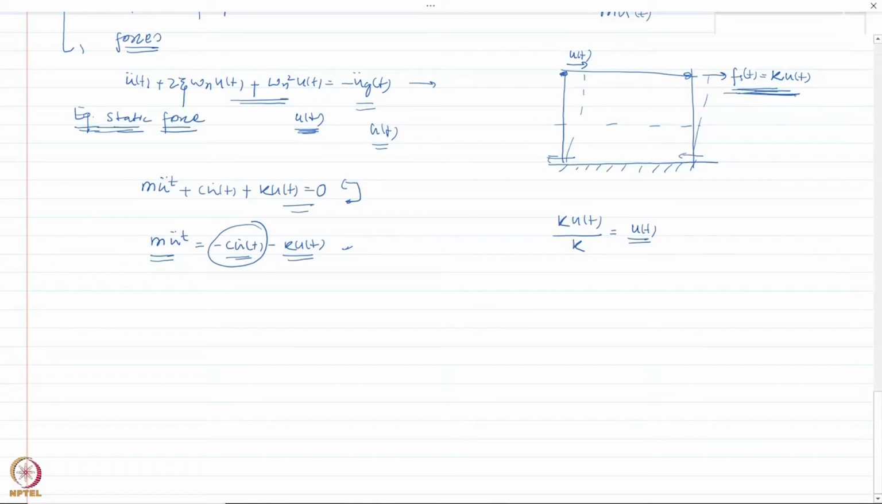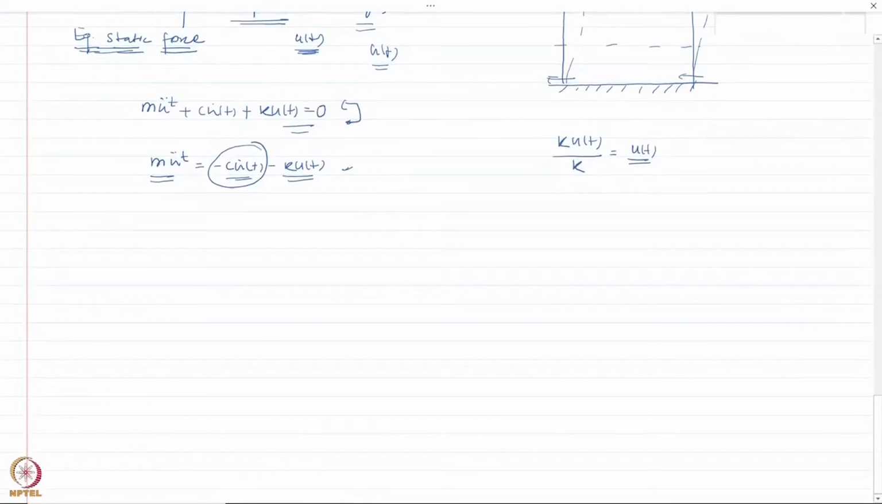Okay, and this is very central. This concept of equivalent static force is central to earthquake resistant design. It is basically adopted in many of the design codes, earthquake design codes around the world. All right, so I hope that concept is clear to you.